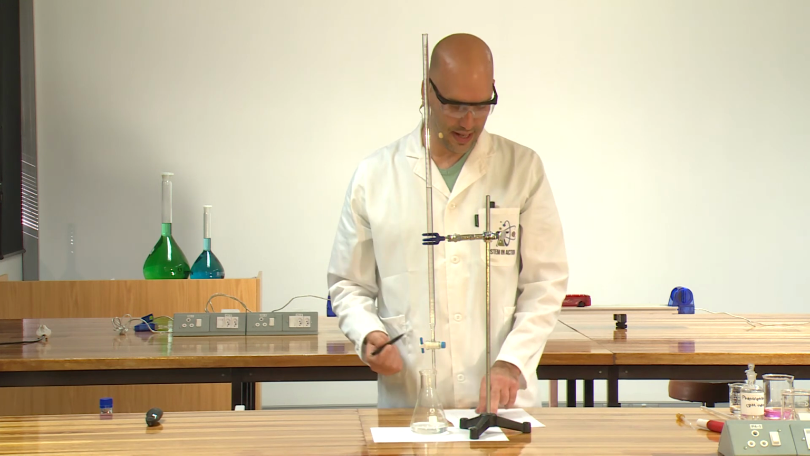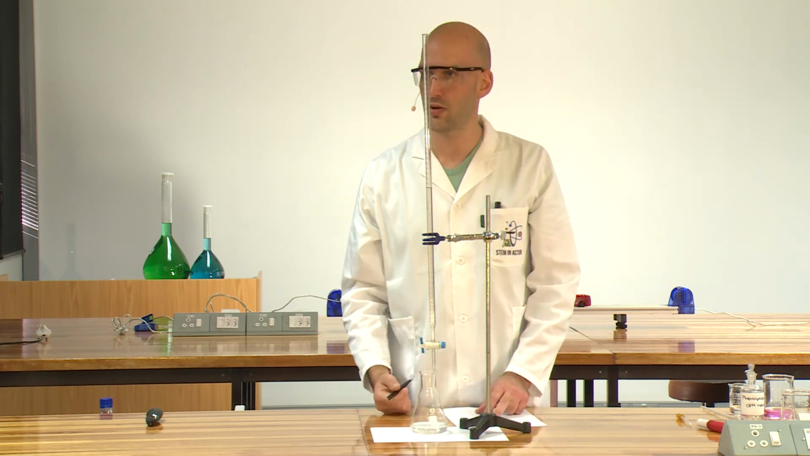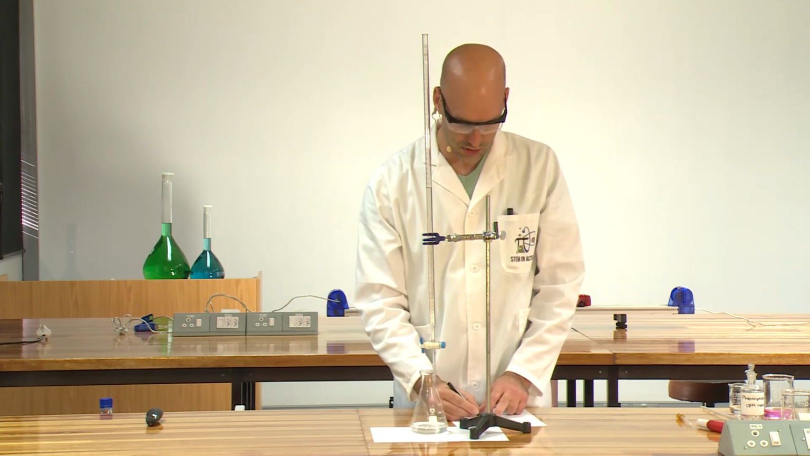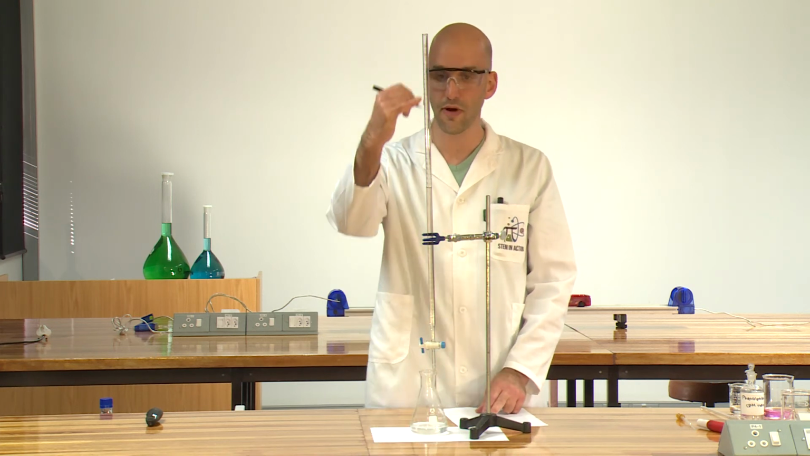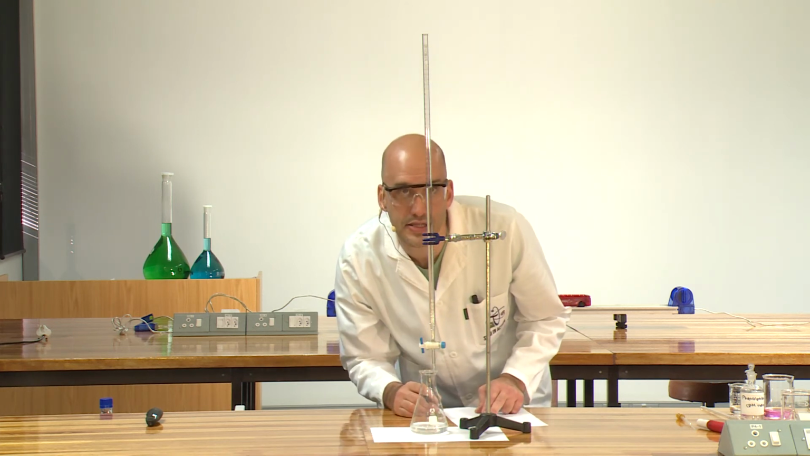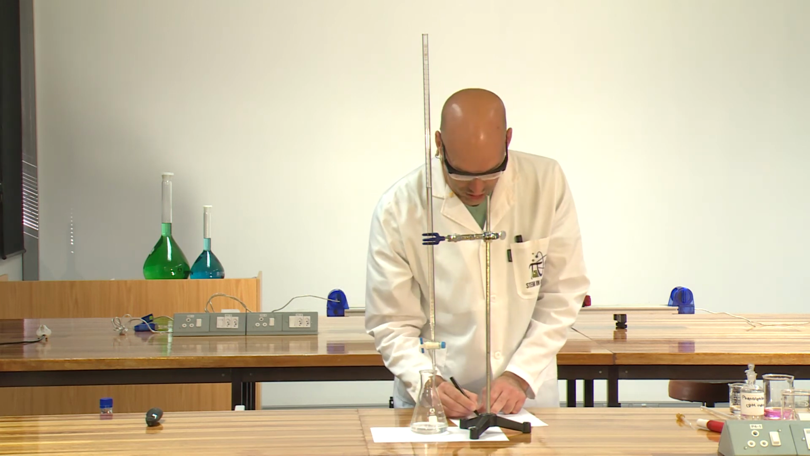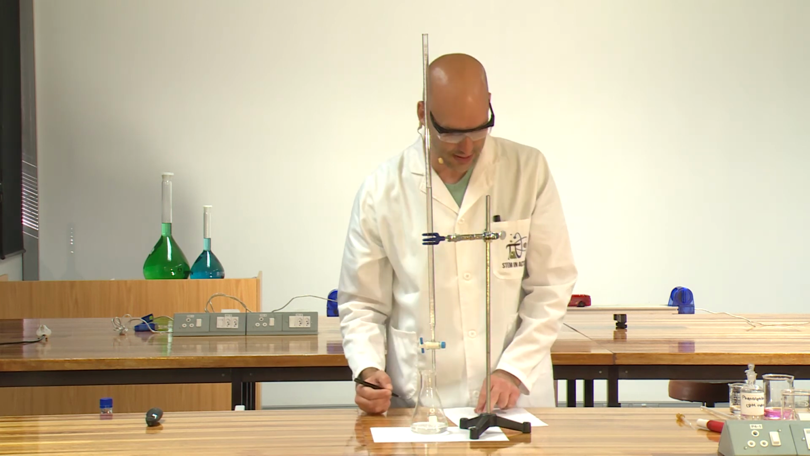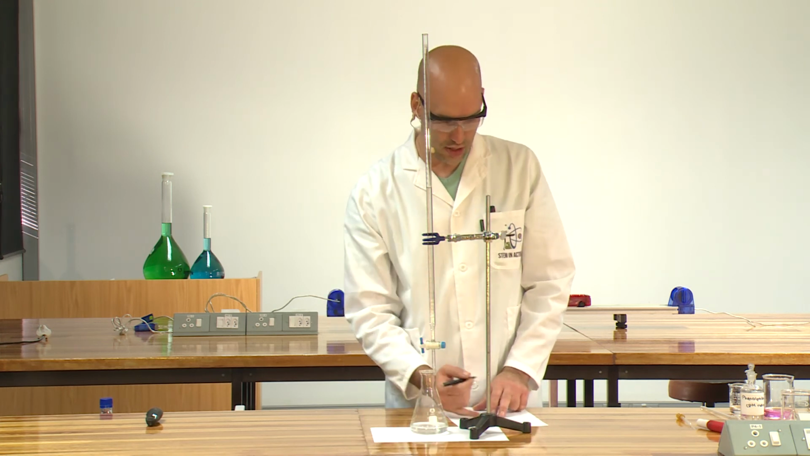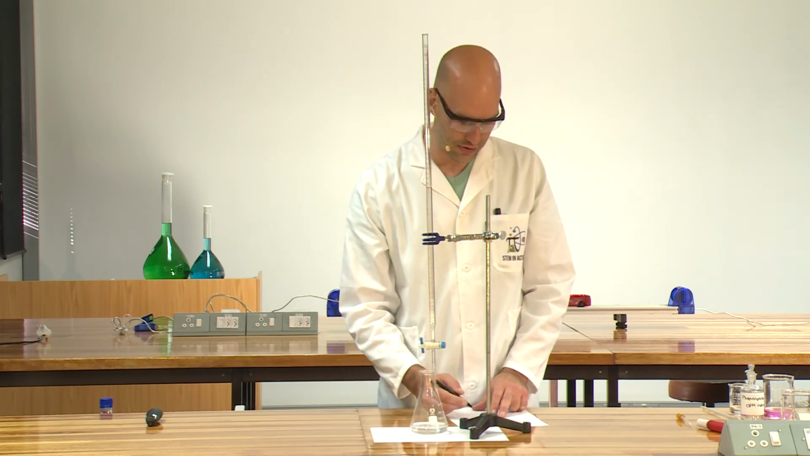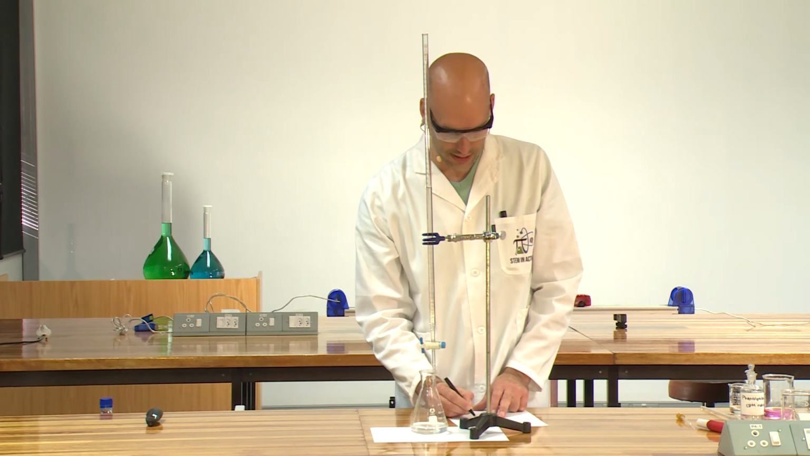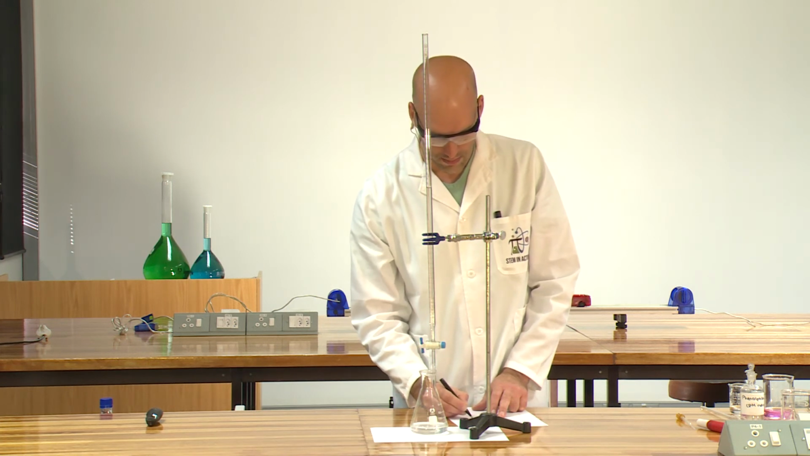And we remember that the initial volume when we started was set at 0. So that was my initial reading. My final reading is sitting at 24.9 milliliters. So the volume that we titrated is the difference between those. So we know we titrated 24.9 milliliters.